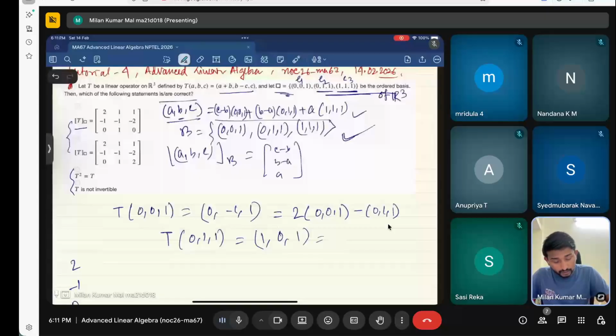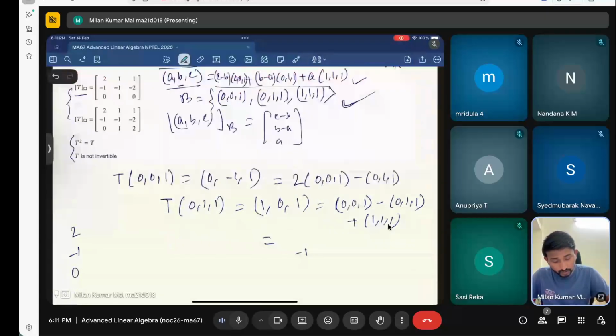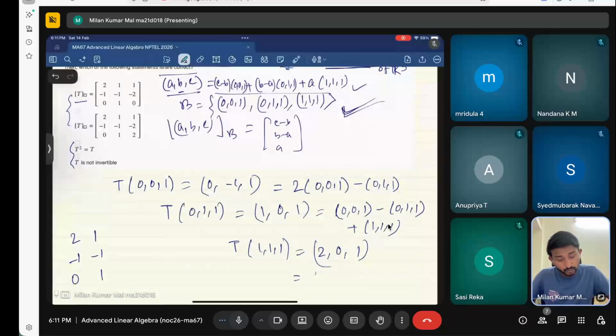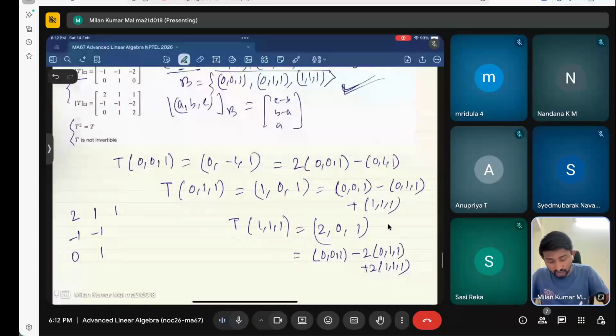Okay, and now what it's sending 1 comma 1 comma 1, according to the formula A plus B, B minus C: A plus B is 2, B minus C is 0, and C is 1. So how to express this with respect to this order basis, this 0 0 1. So C minus B, that is 1. So this will be 0 comma 0 comma 1 plus B minus A, that is minus 2, 0 comma 1 comma 1 plus A, that is 2, 1 comma 1 comma 1. So this will be like 1 minus 2 2. This is the matrix representation.